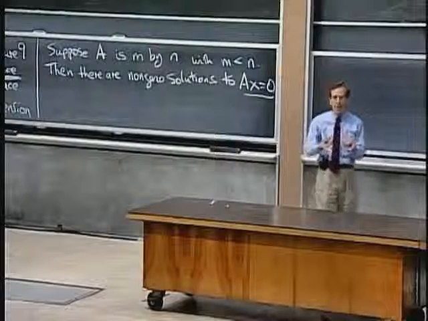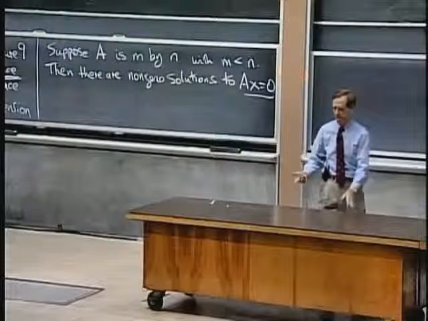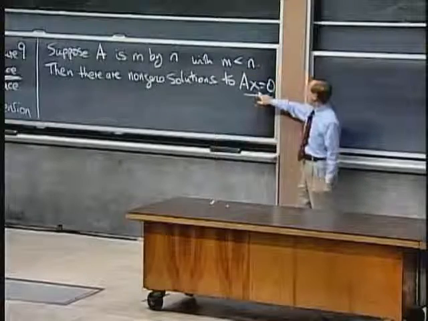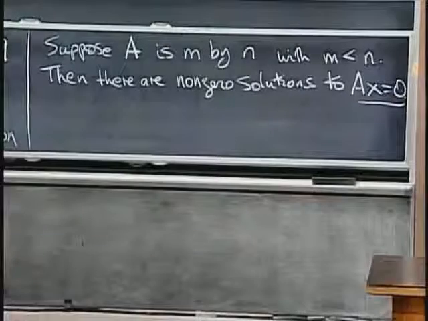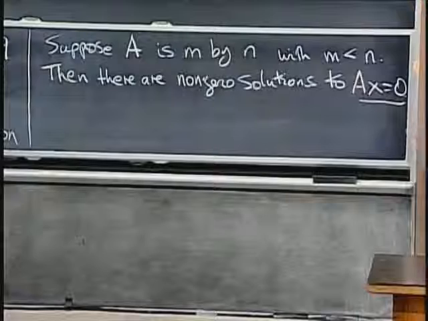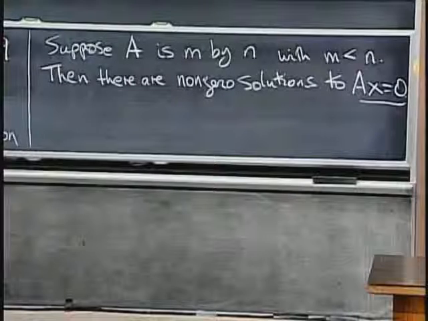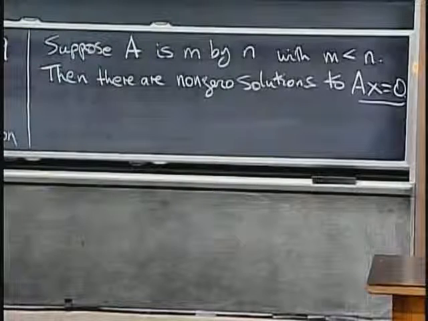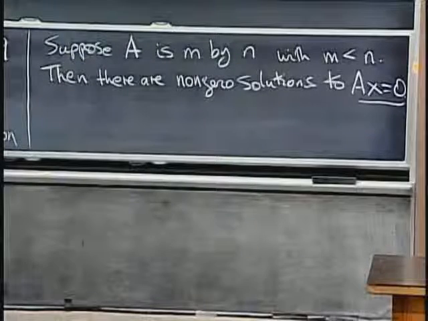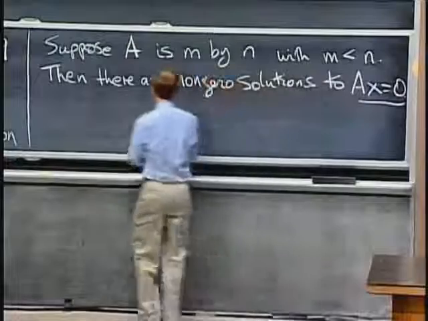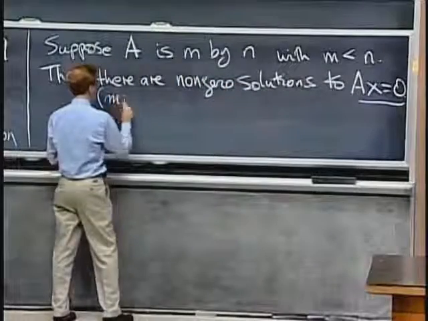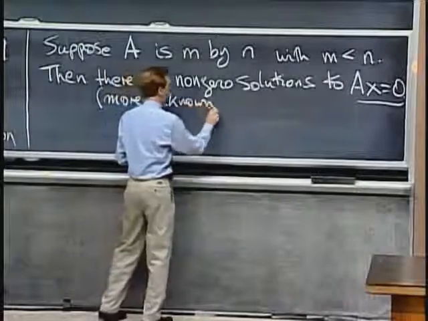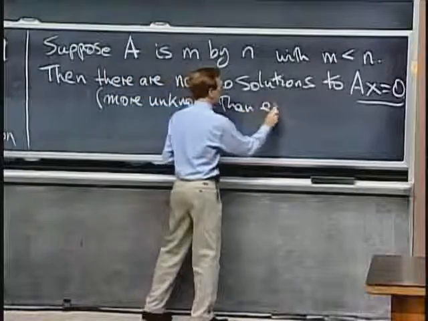Suppose the matrix has a lot of columns so that n is bigger than m. So I'm looking at m equations, a small number of equations, m, and more unknowns. I have more unknowns than equations. Let me write that down. More unknown x's than equations.